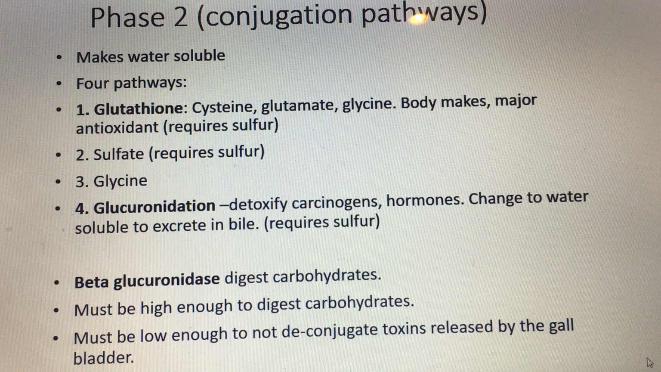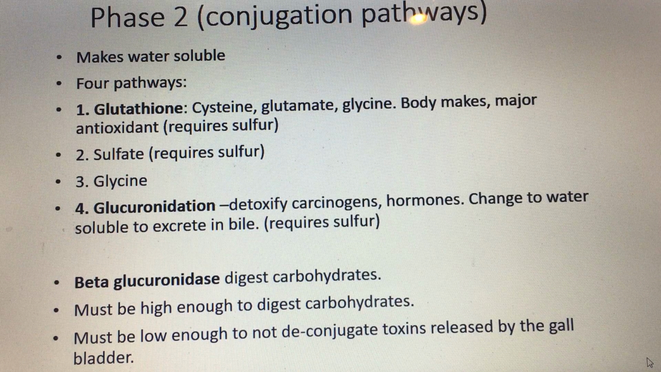Glucuronidation takes carcinogens and hormones, and it's a chemical process where it attaches another molecule to the toxin, and then that makes it water soluble so it can be excreted in the bile. So that's what glucuronidation is. Now I put down at the bottom here beta-glucuronidase, because it gets confusing between glucuronidation and beta-glucuronidase.